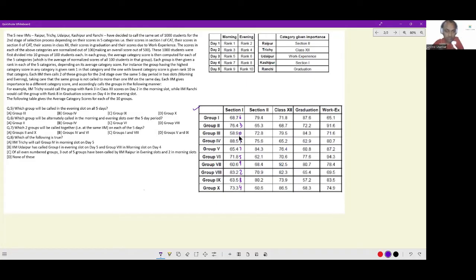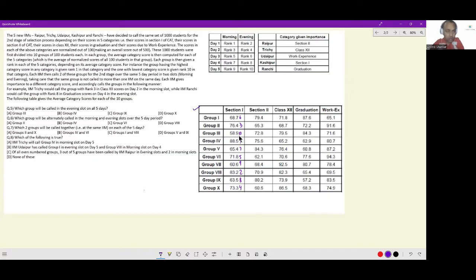I've given rank for section 1, but hopefully you can see the ranks can be assigned, but it seems like a very boring task. We'll see if it is needed. Each group is given a rank in each of the 5 categories depending upon its average category score. For instance, the group having the highest category score in any category is given rank 1 in that category, and the one with the lowest category score is given rank 10 in that category. That is how normal ranking takes place.